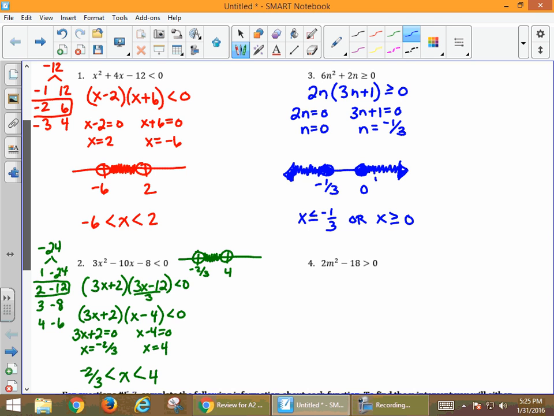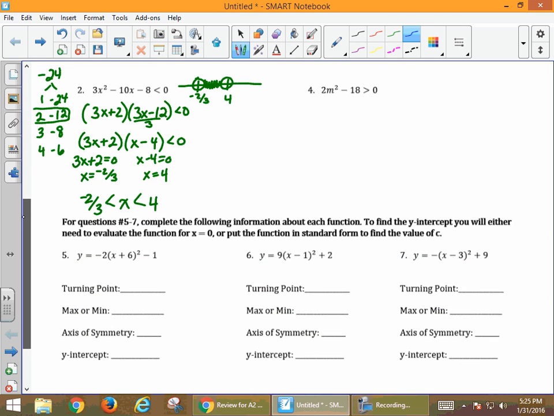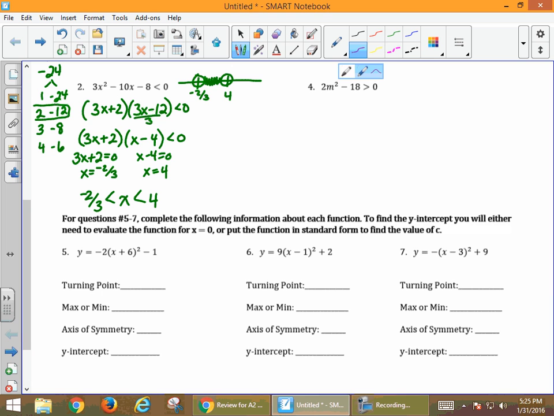Question number 4. I have 0 on one side. I'll try a GCF. GCF is 2, leaving m squared minus 9. Hopefully you remember that m squared minus 9 is the difference of two perfect squares.